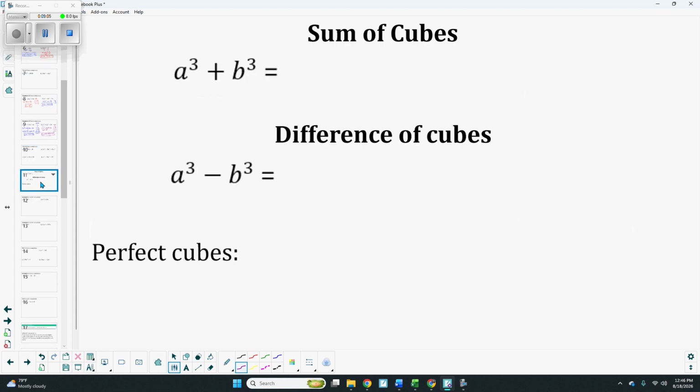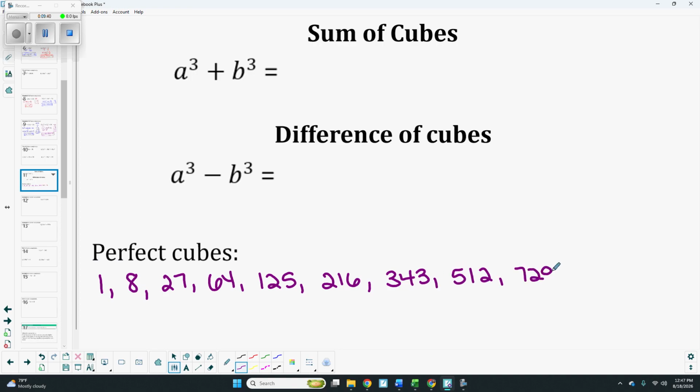So something new. This is finally something different than anything we've done before, the sum and difference of cubes. So just like there are perfect squares, there are perfect cubes. And I'll make a list of up to 10 cubed because it gets very big. So 1 to the 3rd power is 1. 2 to the 3rd power is 8. 3 to the 3rd power is 27. 4 to the 3rd is 64. Then we have 125. We have 216. 343, 512, 729, and 1000. Again, these don't have to be memorized, but it is helpful to recognize when you see a perfect cube.